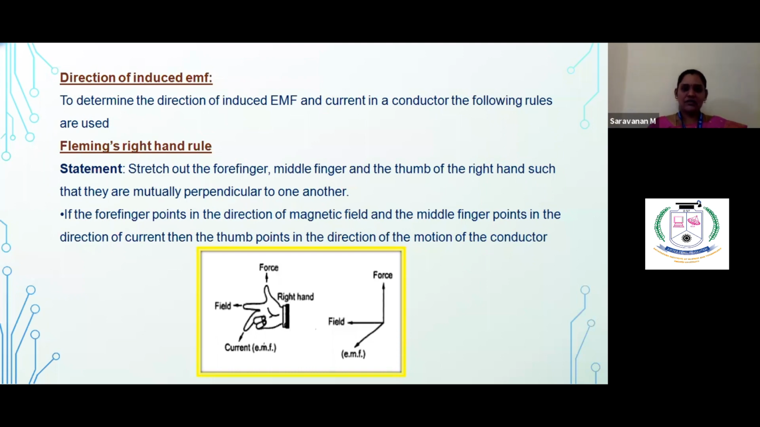Take your right hand and stretch your forefinger, middle finger and thumb such that they are mutually perpendicular to each other. Please remember this diagram so that you won't forget it at all. The forefinger always denotes the direction of magnetic field, the middle finger denotes the direction of current, and the thumb denotes the direction of the motion of the conductor.